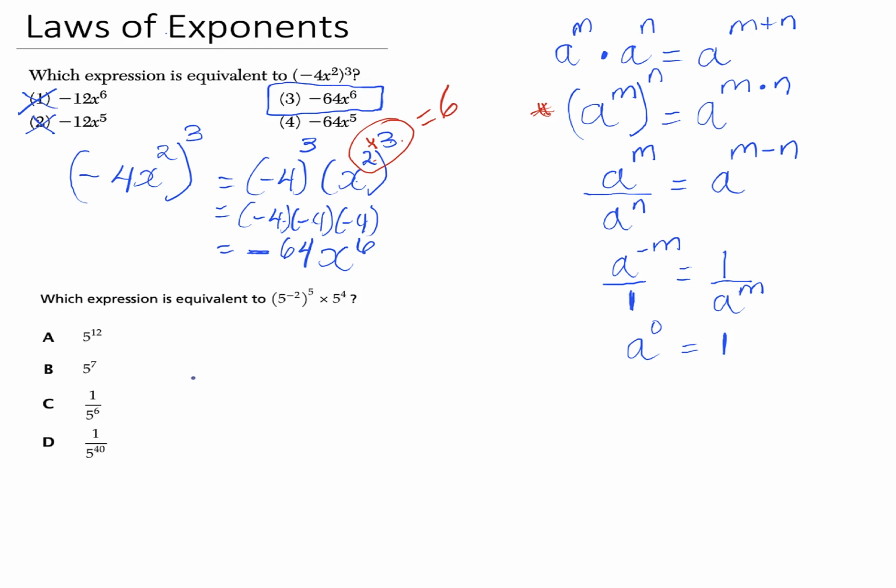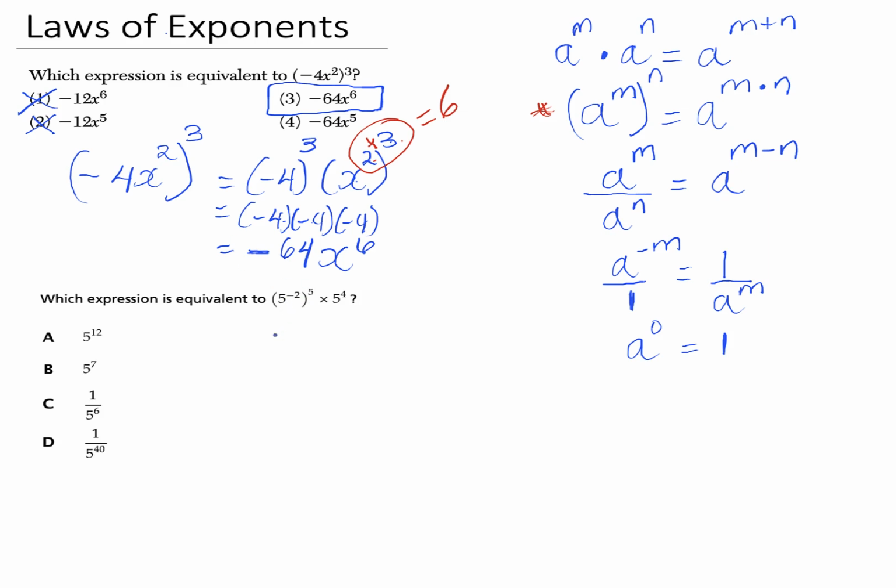Let's look at our second problem, which says which expression is equivalent to, we have 5 to the negative 2 raised to the power of 5, and then we're multiplying by 5 to the 4. So we have 2 things going on here. Now this has a power to a power, so we're again using the power rule, and then we're also multiplying. So then you have to ask yourself, what are you going to do first? Are you going to multiply first, or are you going to use the power rule first? Well, just like PEMDAS, exponents would be first because this will be considered exponents.